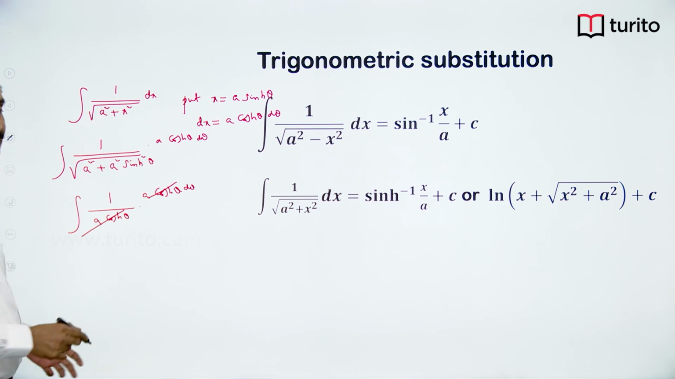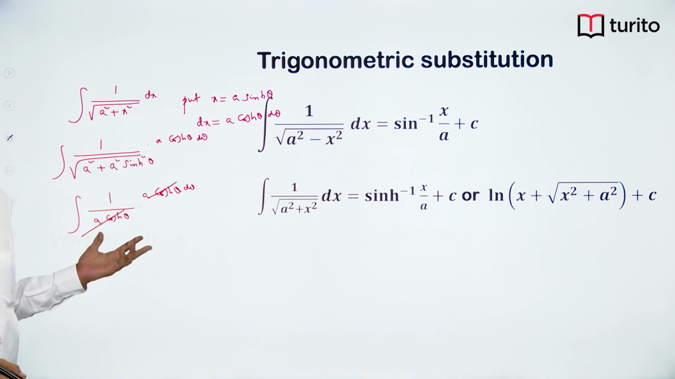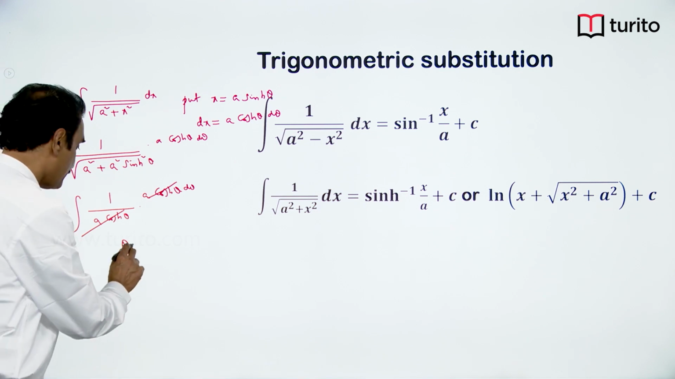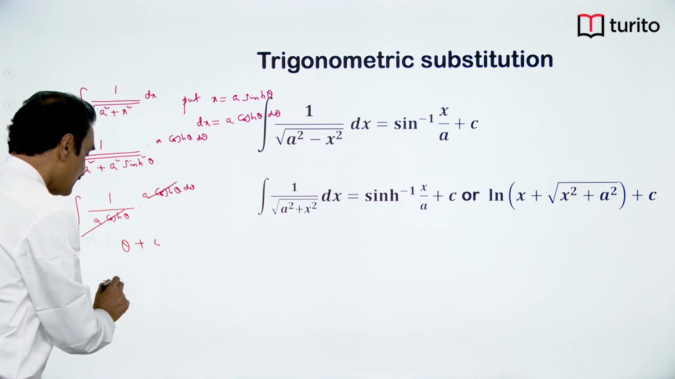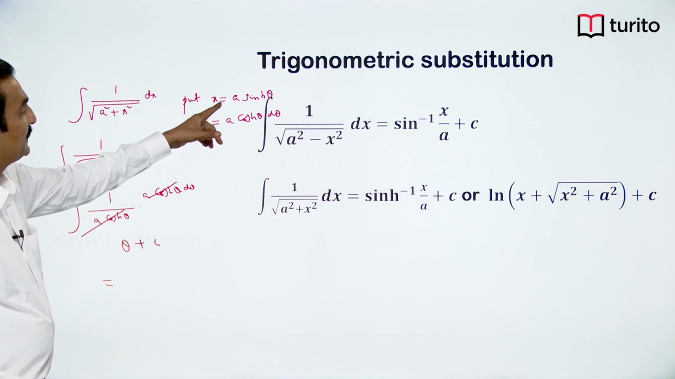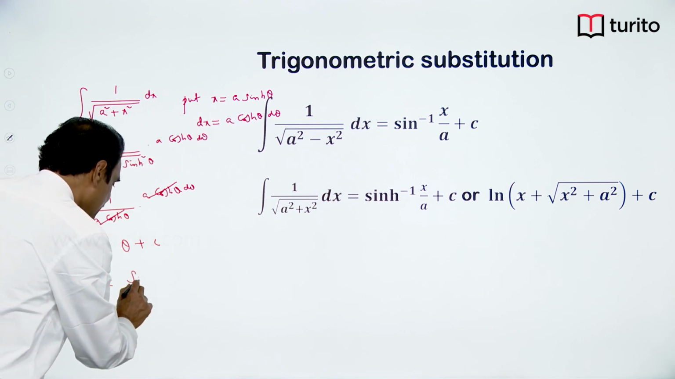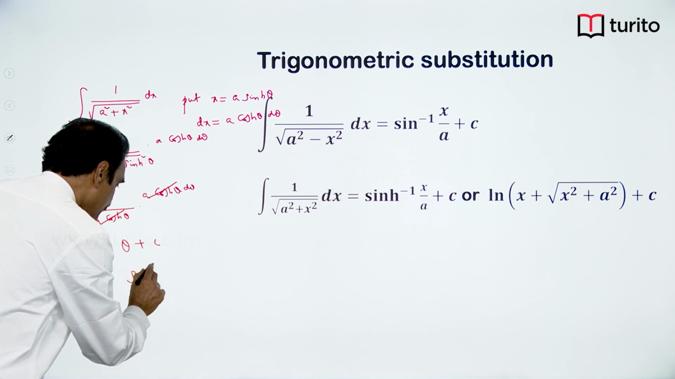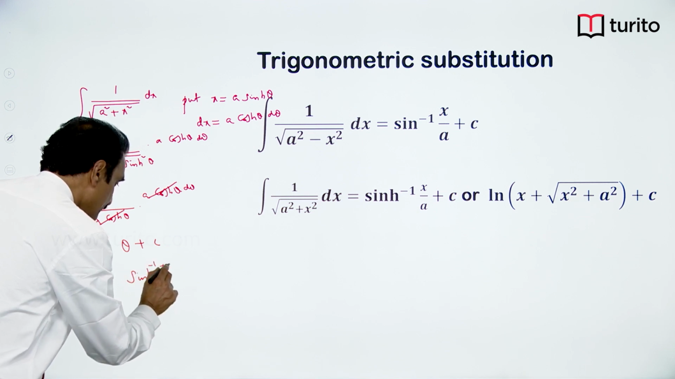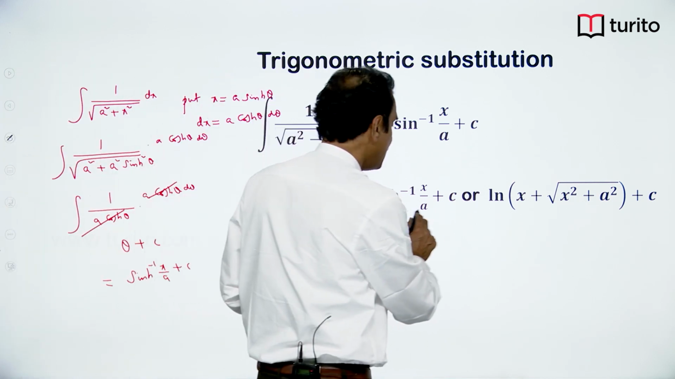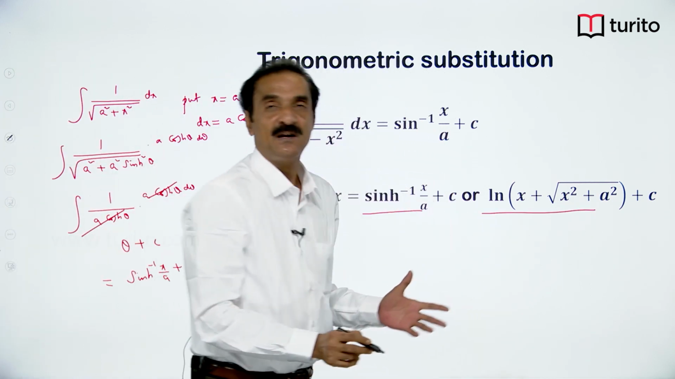These two will cancel. What is the remaining 1? Integral 1 is theta plus c. What is theta? X by a is sin h theta. Theta is sin h inverse x by a. Okay, and all of you remember that sin h inverse x by a is equal to a logarithmic function.